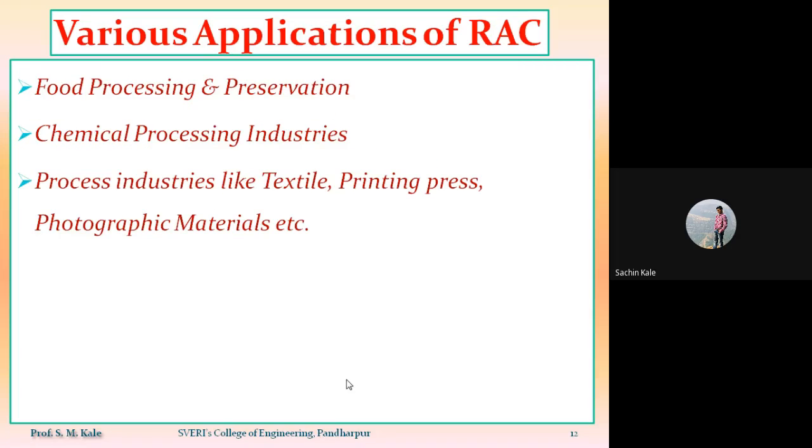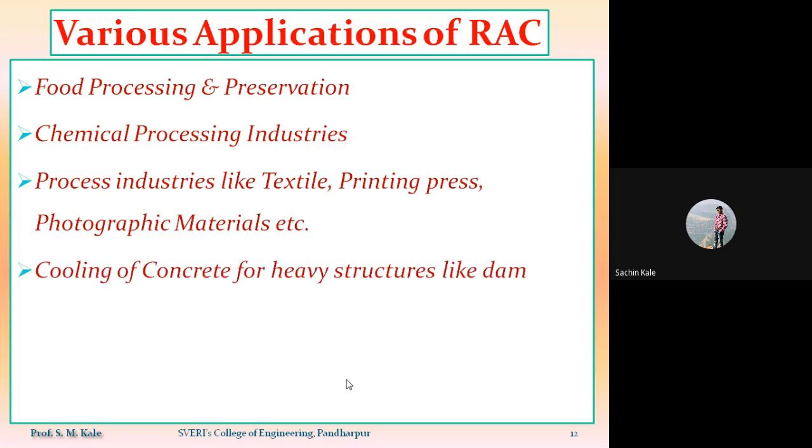Then process industries like textile, printing press, photographic materials, as well as the tool room, where special purpose tools are manufactured. There also we are using air conditioning for obtaining the desirable output. Then the next one is the cooling of concrete for heavy structures like dams. Here also we are using refrigeration as well as air conditioning applications.